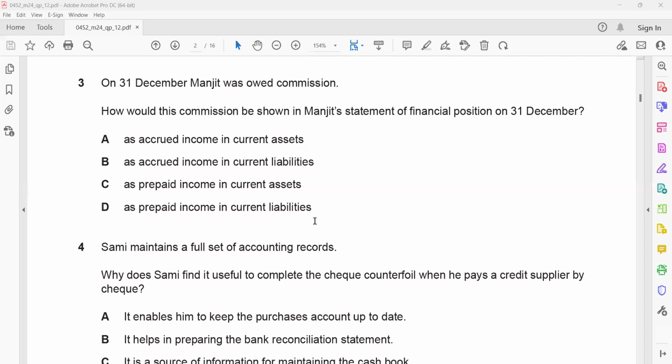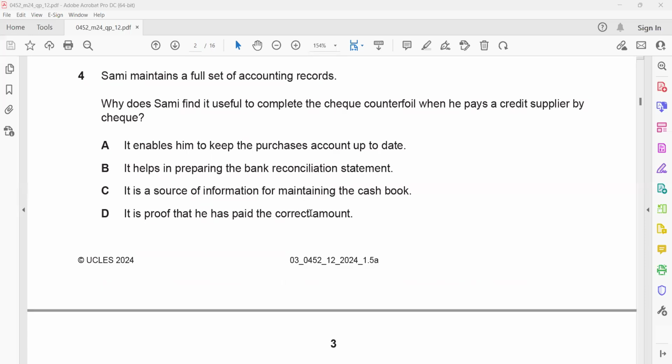Number 4. Sami maintain a full set of accounting record. Why does Sami find it useful to complete the check counterfoil when he pay a credit supplier by check? So this check counterfoil, the small piece of the check cap, you will have a detail before payee, when you pay for, and the amount, how much you pay, and the purpose that you pay for it. So this will help them for the recording, and they know in future what they pay for.